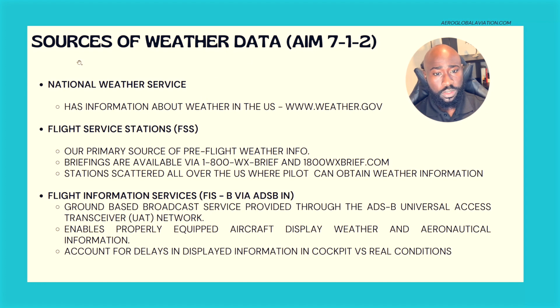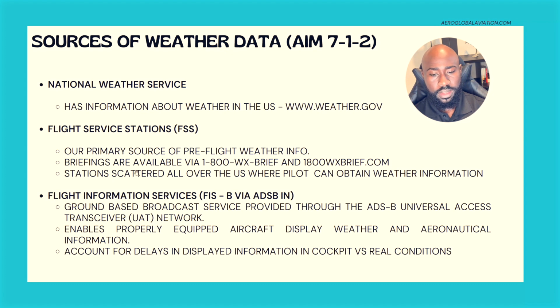The main sources of weather data you need to be aware of are the National Weather Service Center, which you can get at www.weather.gov. Then you have flight service stations. For us pilots, those are basically our primary sources of pre-flight weather information. You can usually call them on the phone at 1-800-WX-BRIEF, or go to their website at 1800wxbrief.com to gather most of your pre-flight weather information. There are stations all over the country with staff who can answer your calls and provide you with a full briefing of what you need.